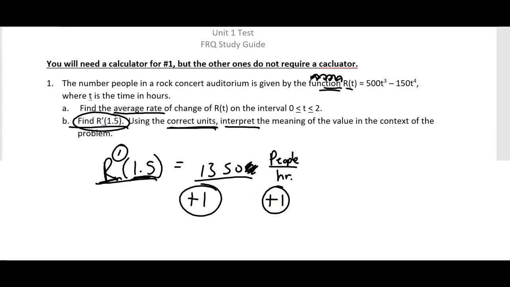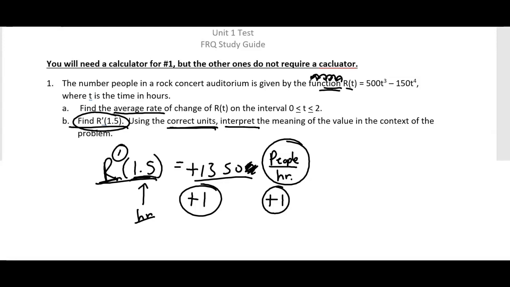A third point would be the interpretation. And here's the interpretation. In your interpretation, you need 3 things. You need your input units, which is hours, so at hour 1.5. You need your output units, which is people per hour. And then you need to explain the context of your problem. Part of that context is the fact that since this is positive, it's increasing. The number of people is increasing. If it was negative, then the number of people would be decreasing.